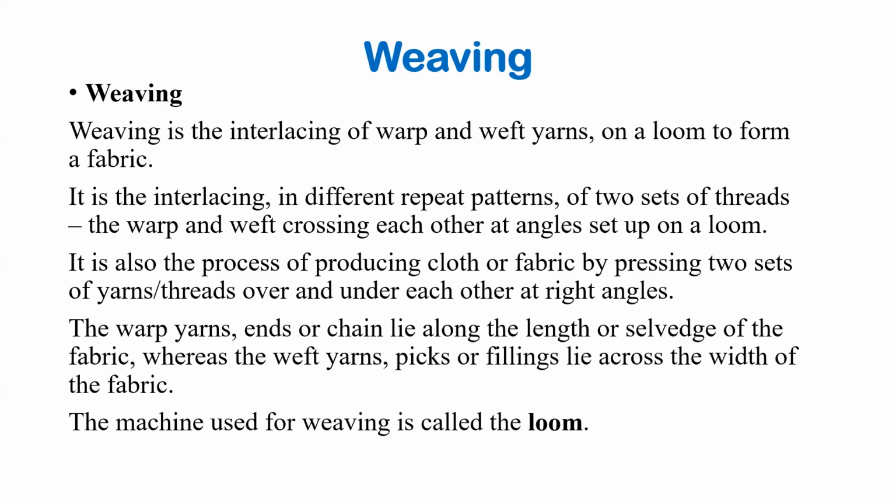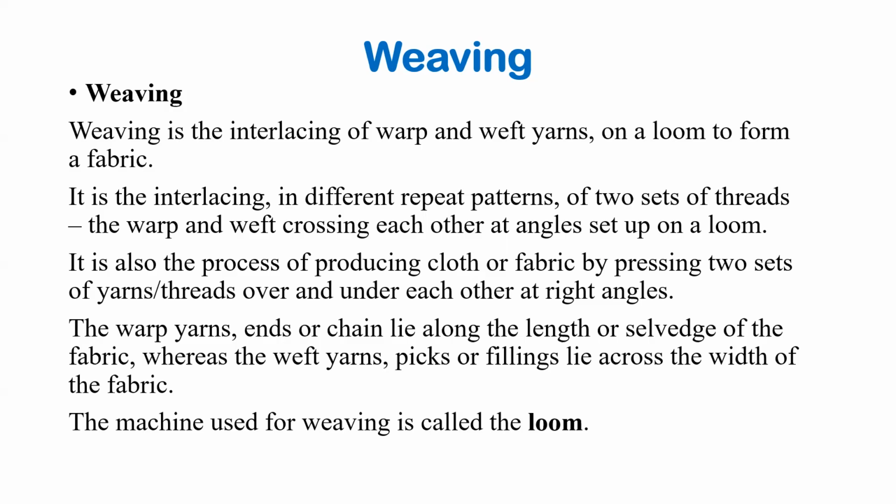So we can say it is also the process of producing cloth or fabric by interlacing two sets of yarns or threads over and under each other at right angles. The warp yarns, or the ends or chains, lie along the length or the selvage of the fabric, whereas the weft yarns, or picks or fillings, lie across the width of the fabric where we cut.